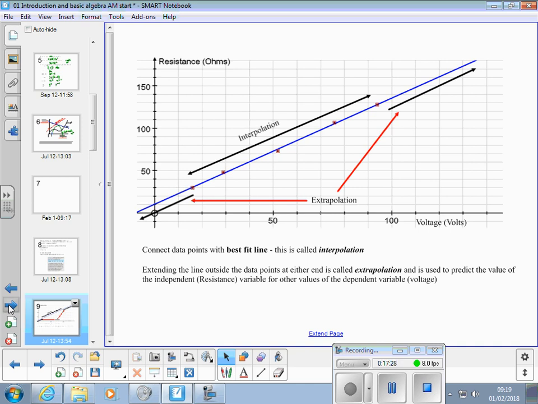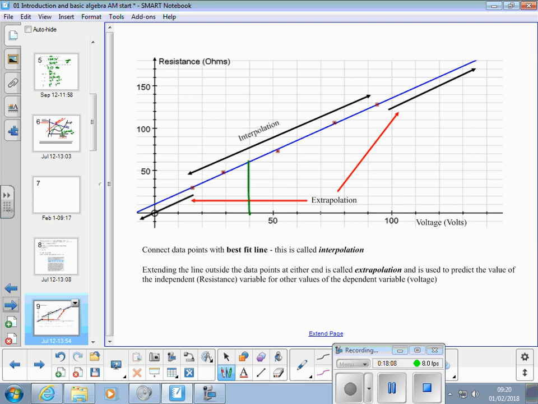Okay? So what that means is we can look at this graph between the points and find a value for current when the voltage is, for example, 40 volts. We can go up and across. If we look outside the data points, i.e. we assume that the linear response continues further than our data, either downwards or upwards, that's called extrapolation of that data. You're extending beyond what you measured, which in some cases could be a risky thing to do.